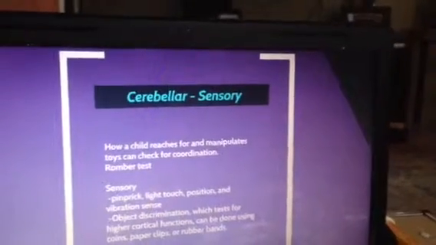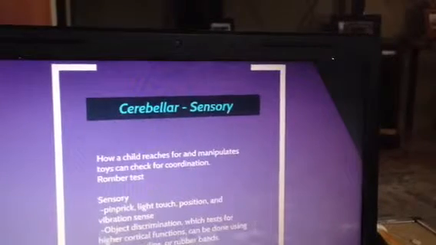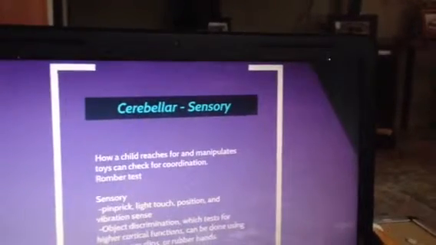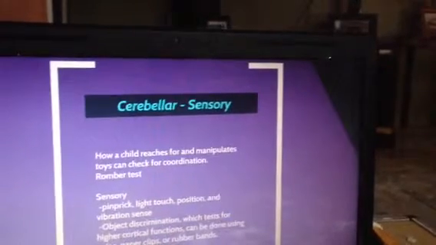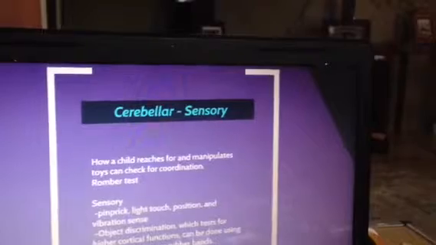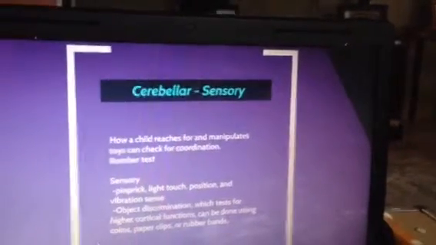About cerebellar and sensory: how a child reaches for and manipulates toys can check for coordination, and the Romberg test. In sensory, we test pinprick, light touch, position and vibration sense. Object discrimination to test higher cortical function can be done using coins, paper clips or rubber bands.